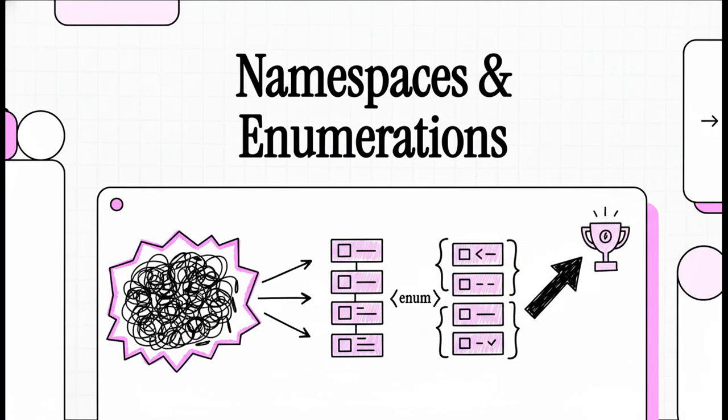You know that feeling, right? You start a new code project, everything's clean and organized. But as it grows, it just descends into chaos. Well, today, we're going to fix that. We're going to talk about how to transform that mess into professional, readable C++ code by diving into two super powerful features, namespaces and enumerations.